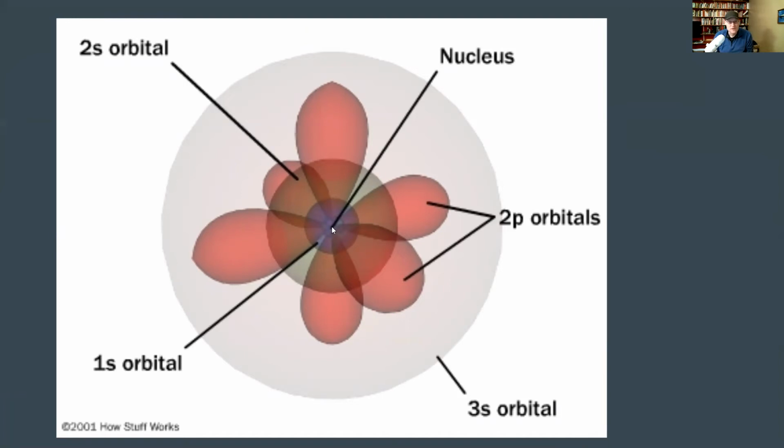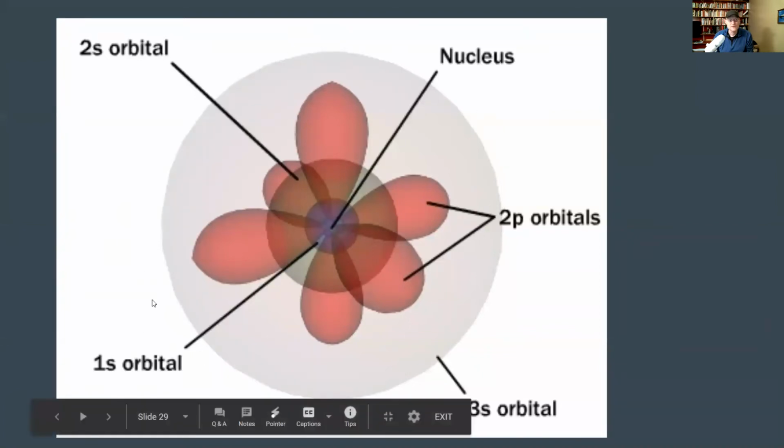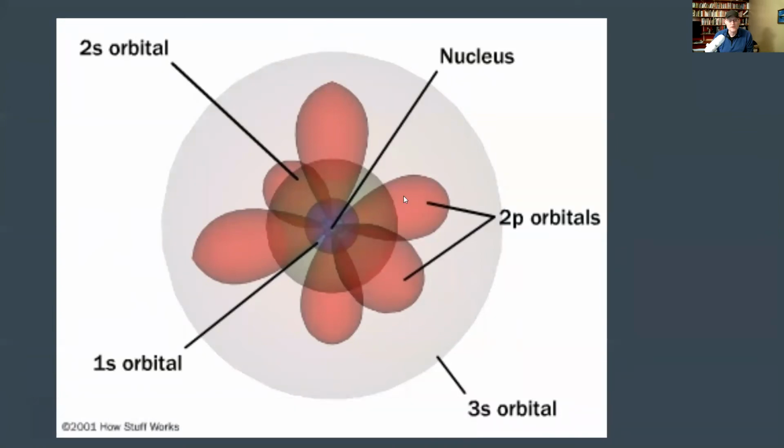So nucleus, of course, being in the center, you'll notice that the 1s orbital ends up being this small sphere in the center. And then the 2s orbital is the next sphere. The 3s orbital is that largest sphere. You'll notice the 2p orbitals end up sticking out of the sides, filling in some empty spaces that were not being filled by other orbitals before.